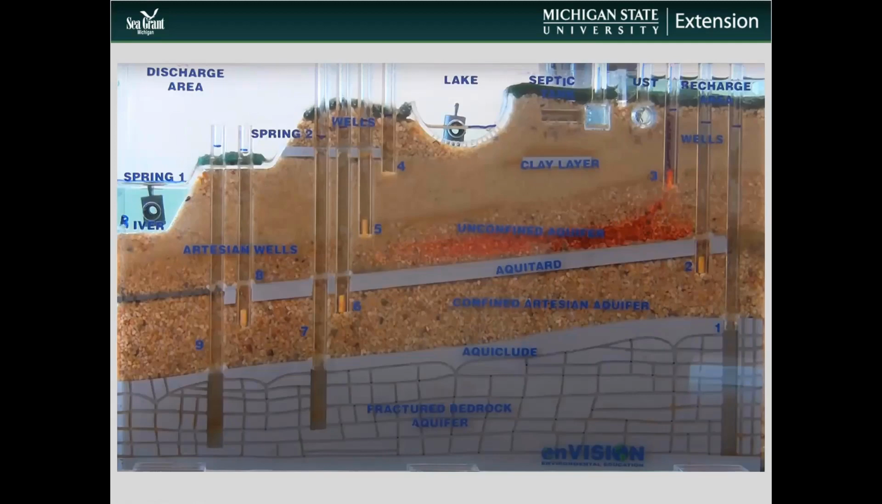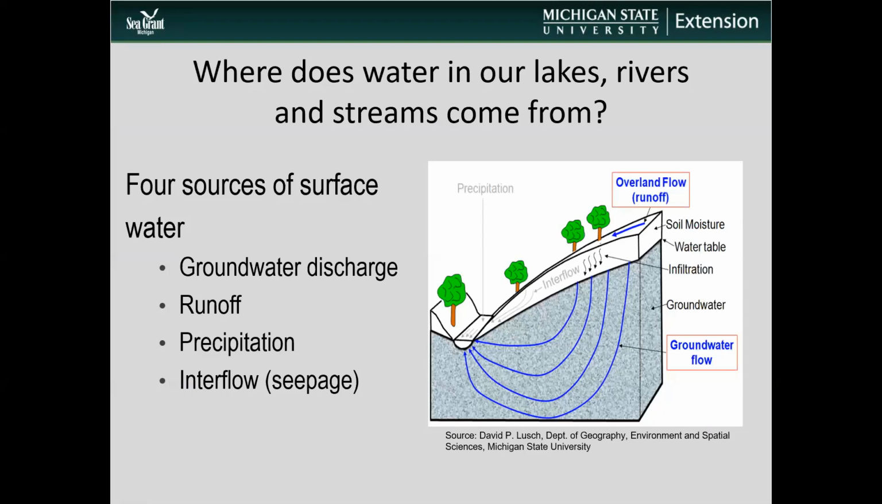So let's talk a little bit about water in our lakes and rivers and streams. Where is it coming from? So there are four main sources, and two of them are dominant. Those two are overland flow, what many of us refer to as runoff, where the water is landing on the surface, it's flowing by the force of gravity to the nearest water body, following contour flow paths.